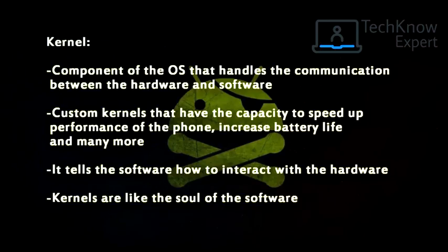A custom kernel is a kernel that developers have added code into in order to create all sorts of new options and abilities. They might add code to make the phone's processor run at a higher speed or make the battery draw less power when the phone is in idle mode. Kernels are like the souls of the software. They can be flashed in the custom recovery, and the files are usually called tar images or img images.